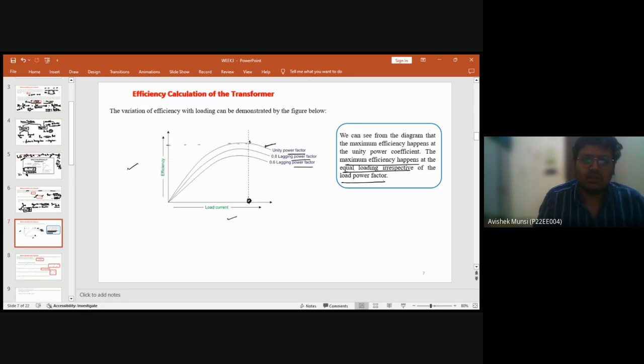From the curve it is clear. See, this is the efficiency at 0.8, this is the efficiency at 0.6 power factor, but in every case we see that the load current is the same. So this statement says this.